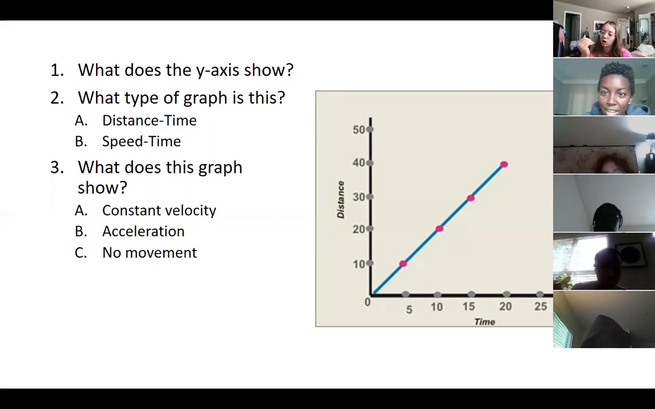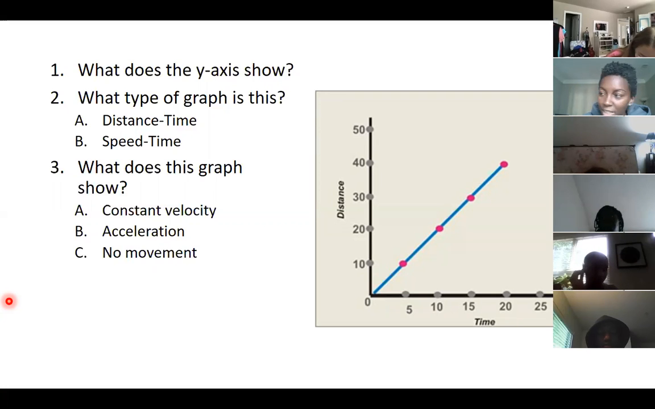All right, let's see. Anybody want to volunteer? What does this graph show? Is it showing constant velocity, acceleration, or no movement? Acceleration. Say again? Oh, no. Yeah, it's constant velocity because there's no speed change. Okay, constant velocity. Let's see how we did.